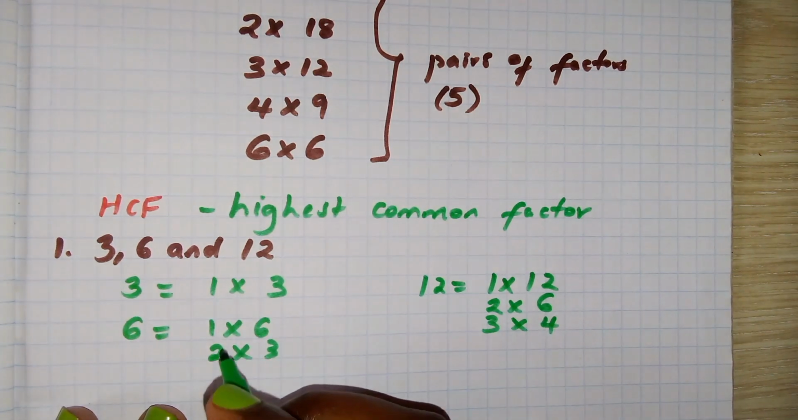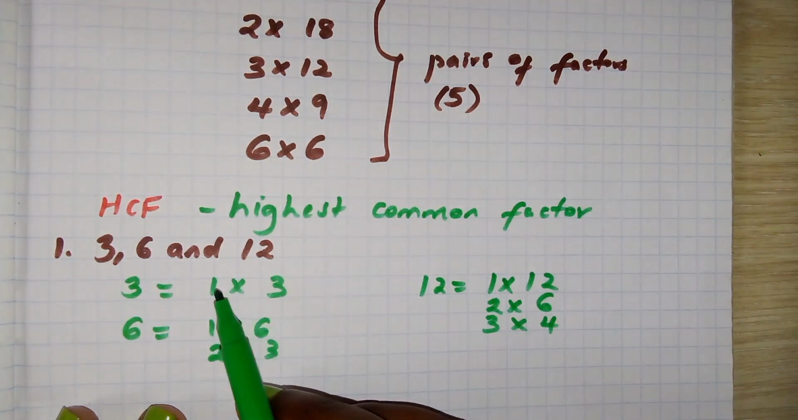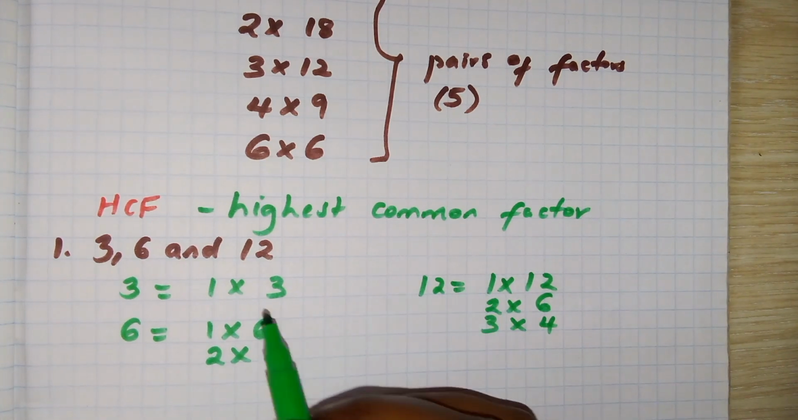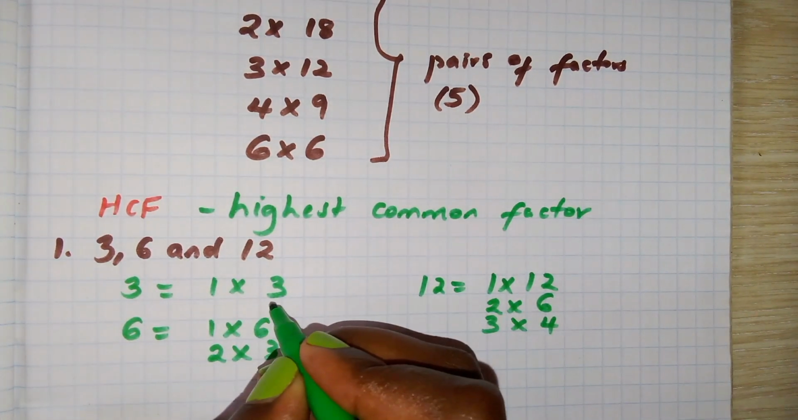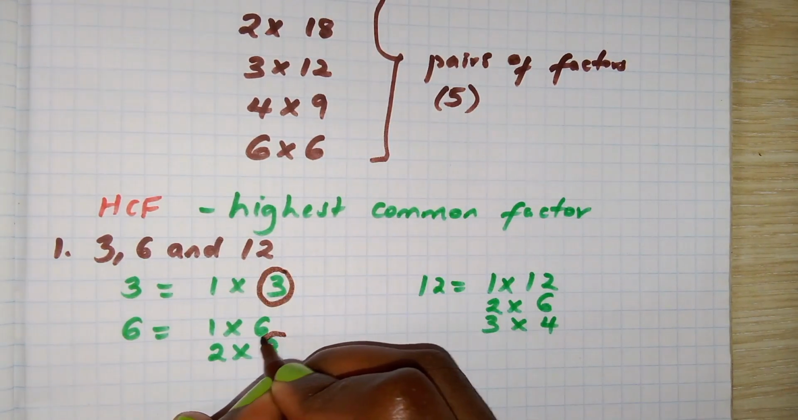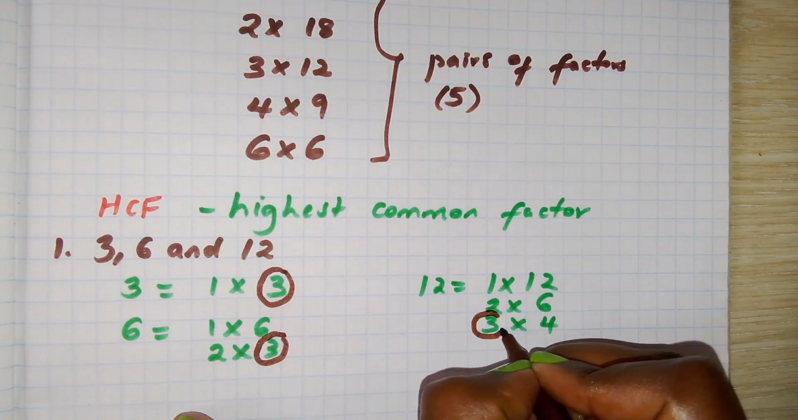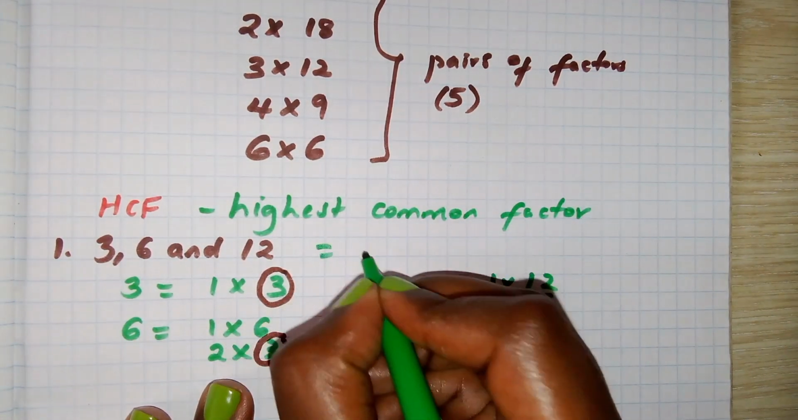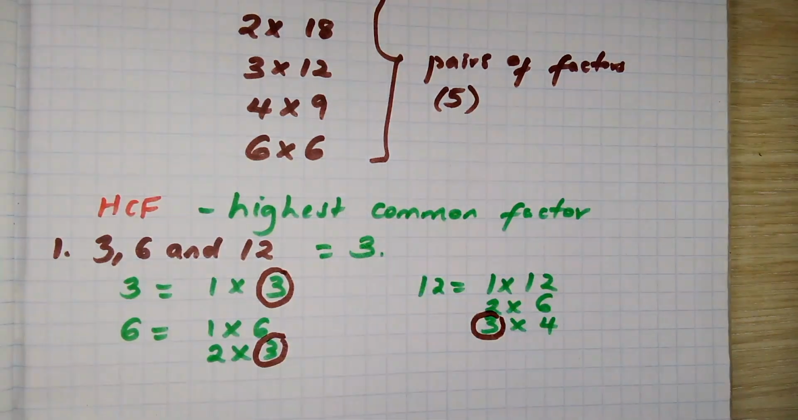So now let's circle the one that is common, and we can never circle 1 because it's the least number. So the next common number I can see, let me use a different color, we have 3, 3 and 3. There's no other highest common factor, so the HCF would be 3.